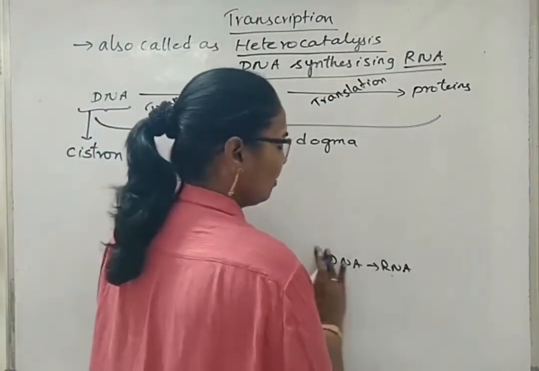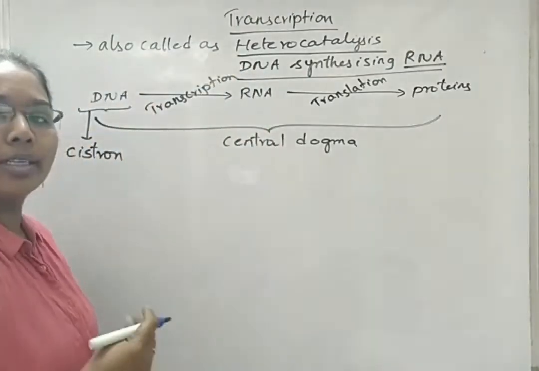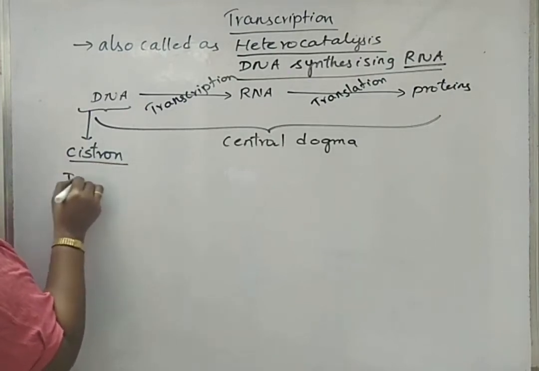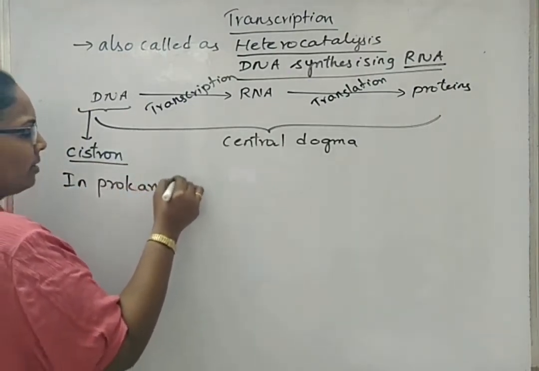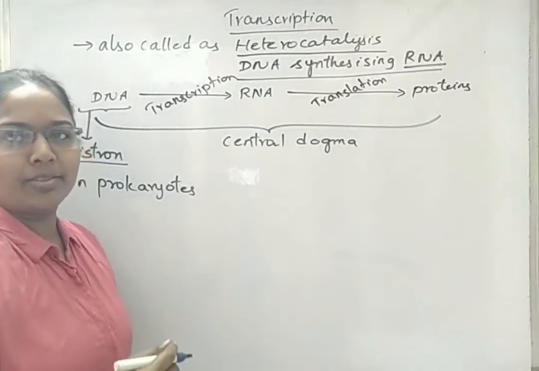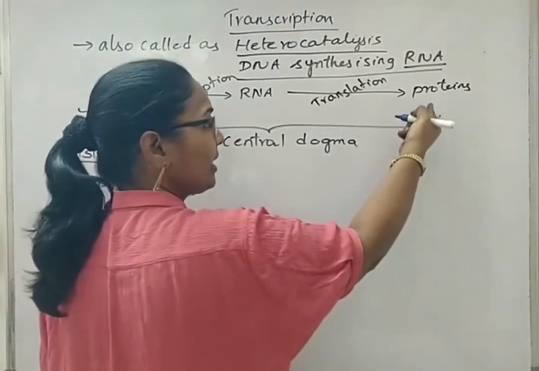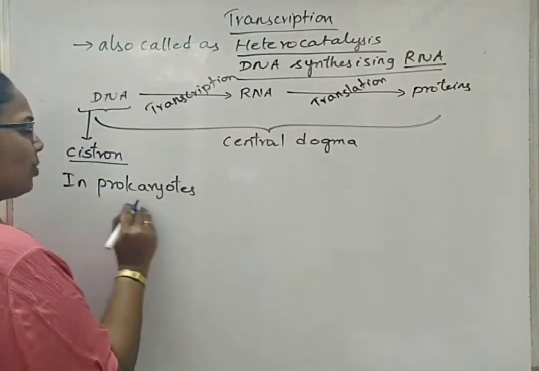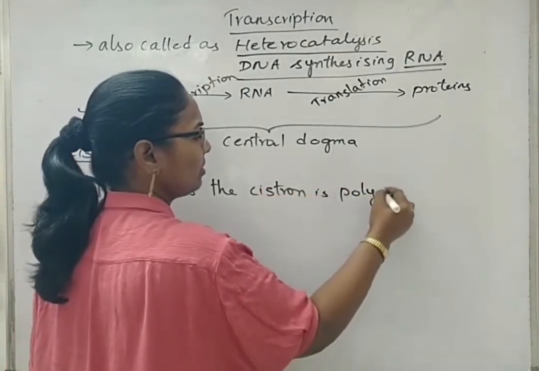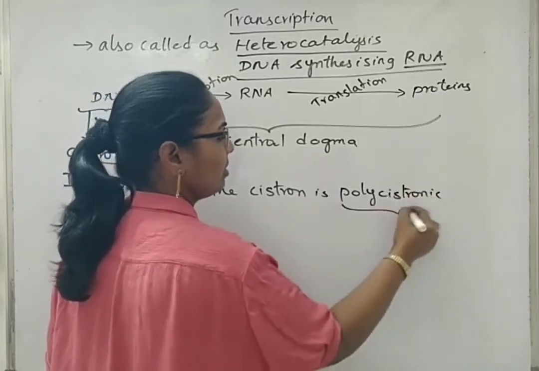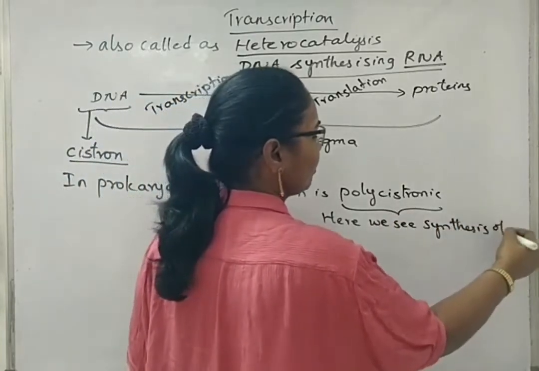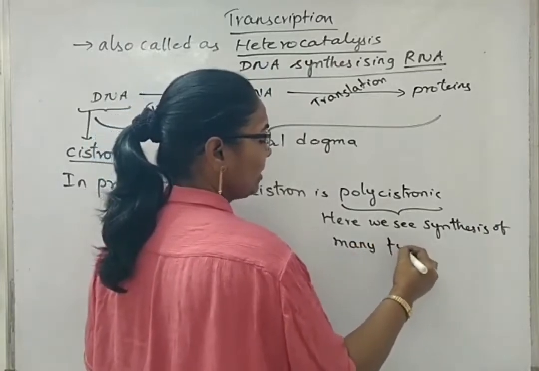Basing on the term cistron, what type of cistrons are included in prokaryotes? What type of cistrons are included means the number of cistrons present in eukaryotes and prokaryotes. In case of prokaryotes, the heterocatalysis occurs at different places, means simultaneously many number of RNA are synthesized at a time, so that many number of proteins or many types of proteins are also synthesized simultaneously. So in prokaryotes, the cistron is polycistronic. Here we see synthesis of many proteins, many types of proteins.